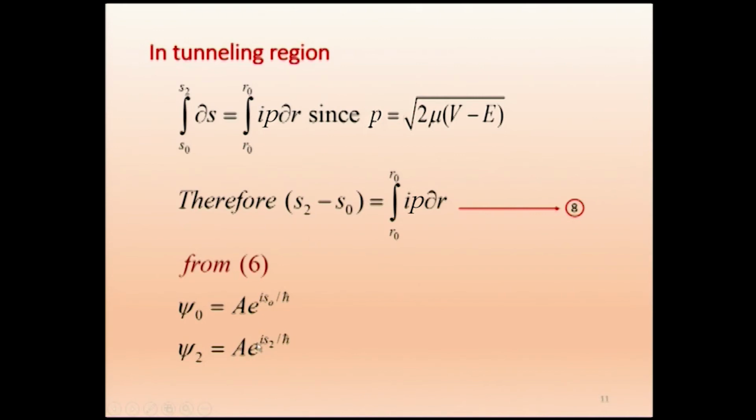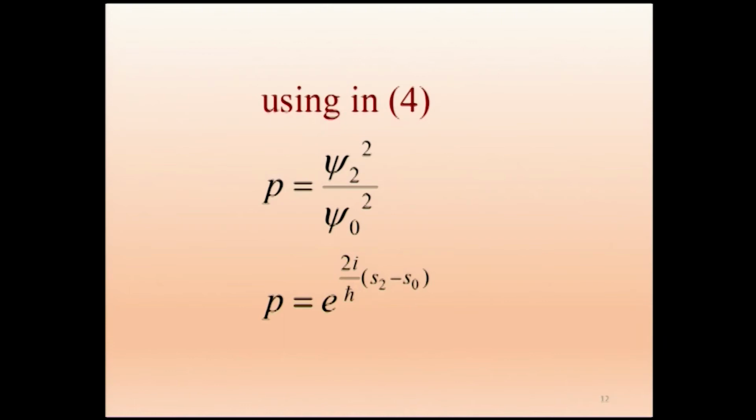So we just go to the next equation. Using 4, this is the general expression for probability, P equal to psi 2 squared by psi 0 squared, and this probability, if you substitute the values, I will be getting e power 2i by h cross (S2 minus S0). See this one.